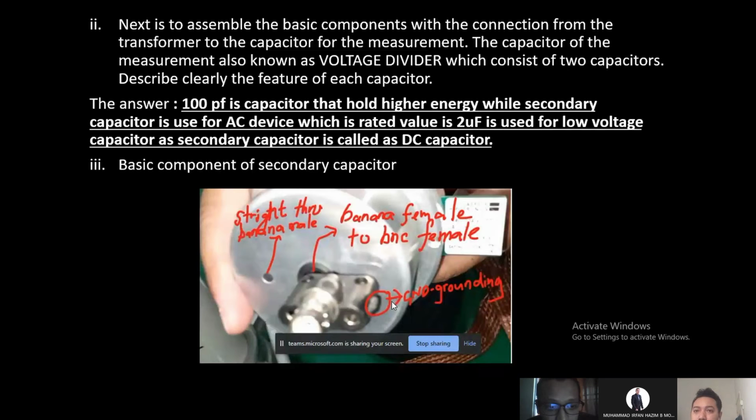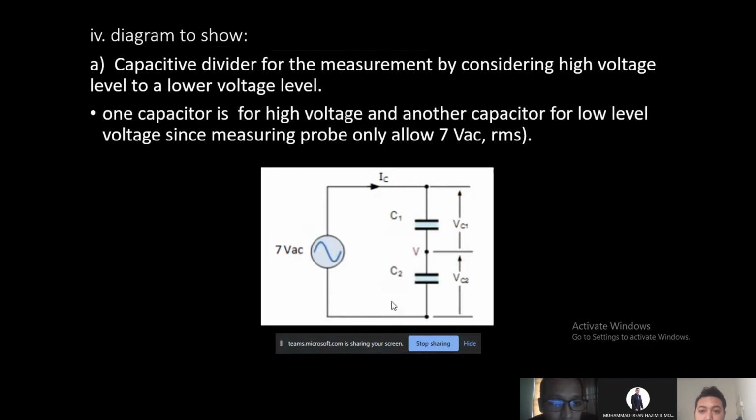For the third is the basic component of the secondary capacitor. And for the last one is a diagram to show the capacitive divider for the measurement, by considering stepping a high voltage level to a lower voltage level. One capacitor is for high voltage and another capacitor is for low level voltage, since the measuring probe only allows 7 VAC or RMS. This is a diagram.